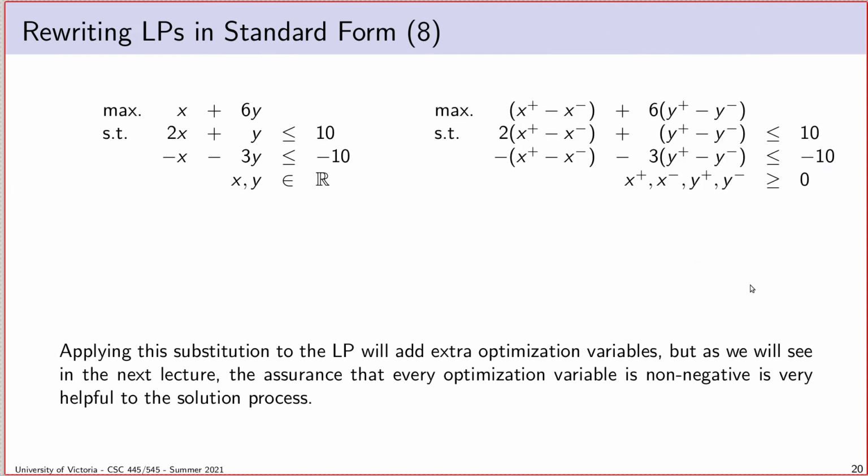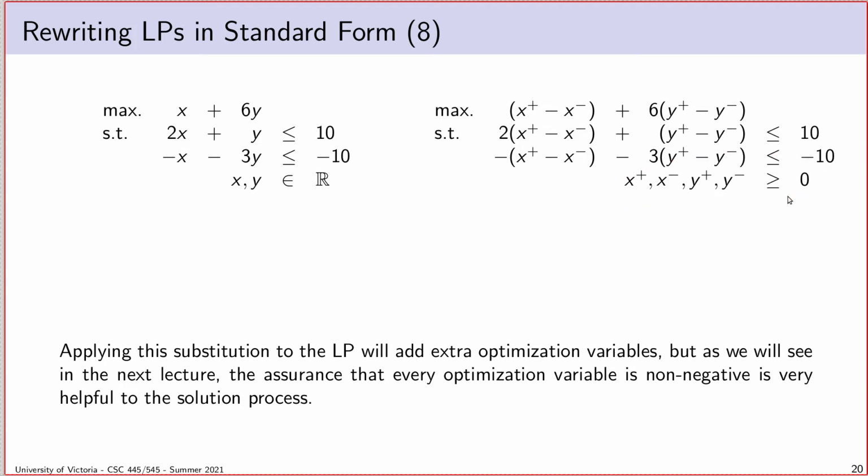And so if I apply this substitution to the LP, I end up with an LP on more variables, which, I mean, obviously, maybe that's going to be a performance problem. But it turns out that the algorithm we're going to develop in the next lecture really, really relies on all variables being non-negative. Because that allows us to use the potential negativity of a variable as a stopping condition, as a way of not moving any further in a particular direction. So having these requirements on each variable really helps the simplex method.